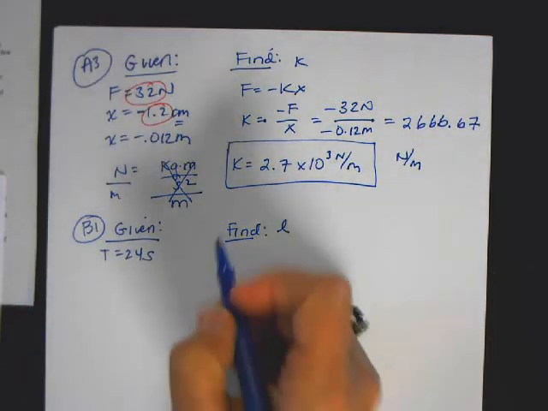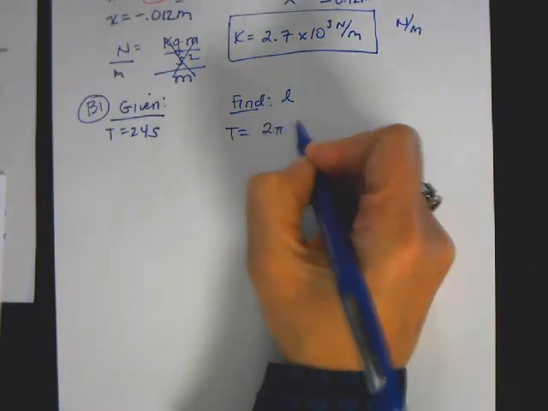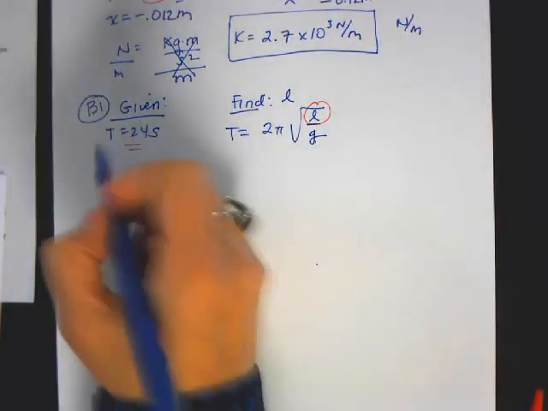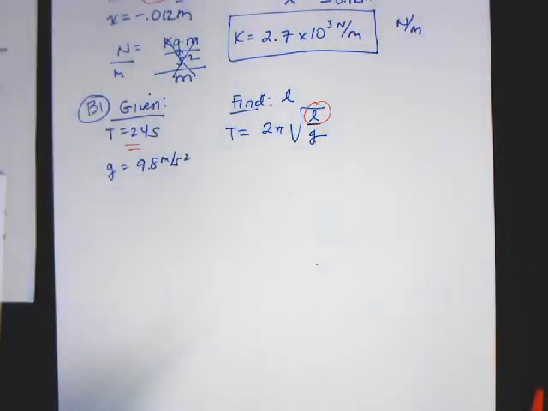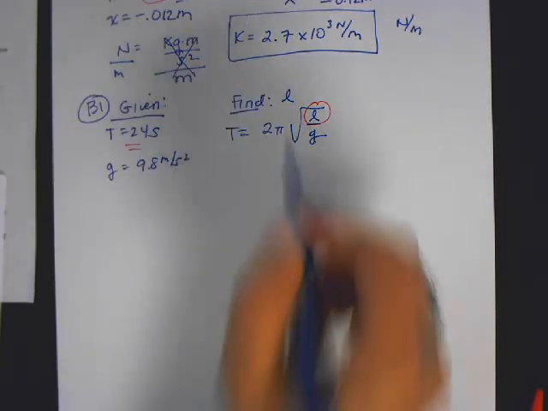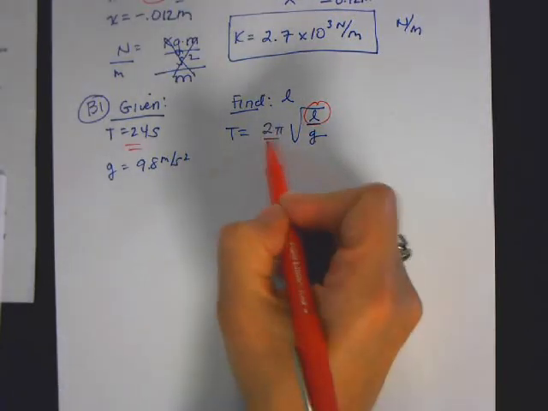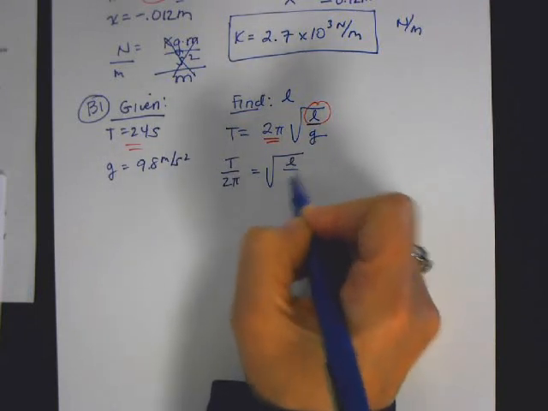So first of all, if I write down the equation, I know that T is equal to 2 pi times the square root of L over g. And I want to solve for L. The problem is I only have one thing in my given. Well, the other thing I know is that g is equal to 9.8 meters per second squared. So I'm going to rearrange the equation to solve for the unknown in terms of the known. My unknown is L. So first, I'm going to get rid of the 2 pi, so I'm going to divide. So T divided by 2 pi is equal to the square root of L over g.